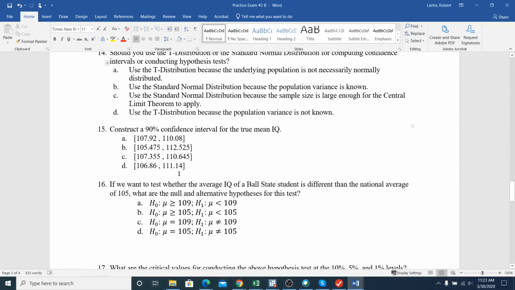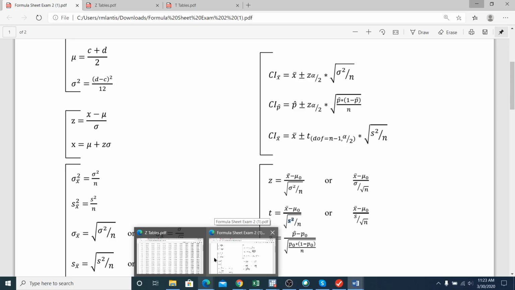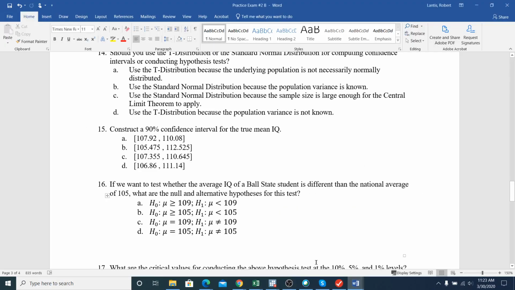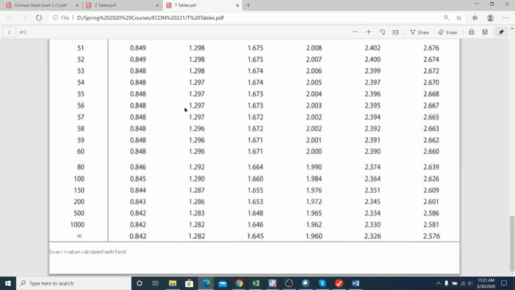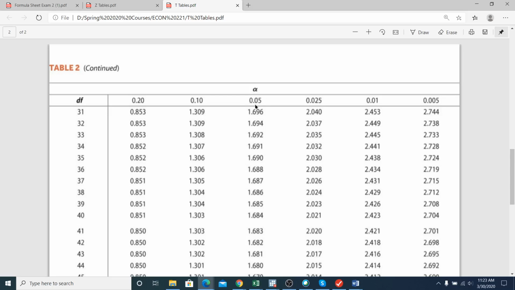So hopefully that clarified. Now that we've got the area that we want, which is 0.05, we need our degrees of freedom. Degrees of freedom is just n minus 1. So if we had a sample size of 49, our degrees of freedom will be 49 minus 1, so 48.